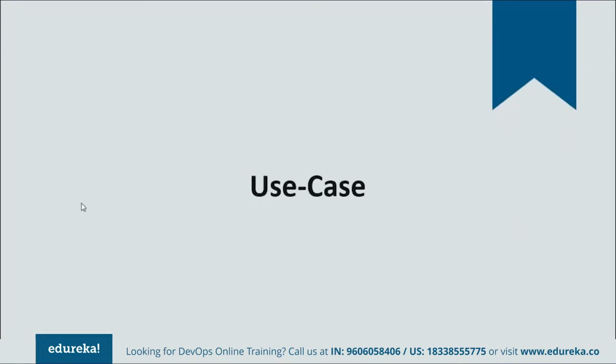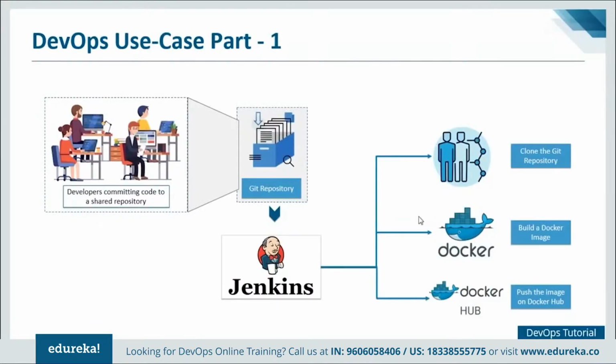Now comes the most awaited topic of today's session, which is our use case. Let's see what we are going to implement in today's use case. This is what we'll be doing. We have a Git repository, right? Developers will be committing code to this Git repository, and from there, Jenkins will pull that code and first clone that repository. After cloning, it will build a Docker image using a Dockerfile. We have that Dockerfile, and we'll use it to build an image. Once that image is built, we are going to test it and then push it onto Docker Hub.